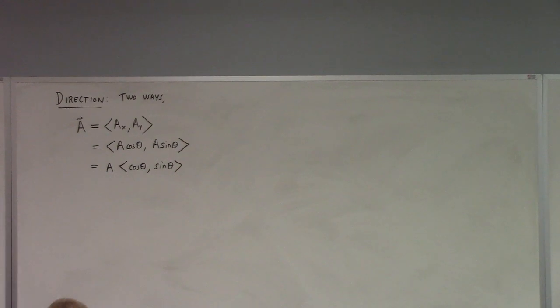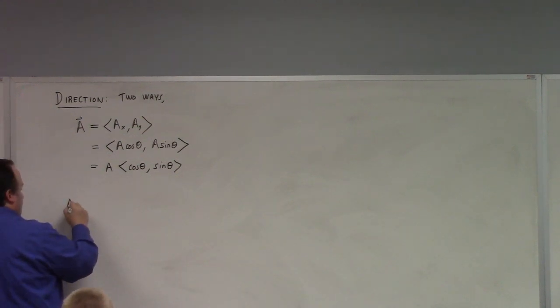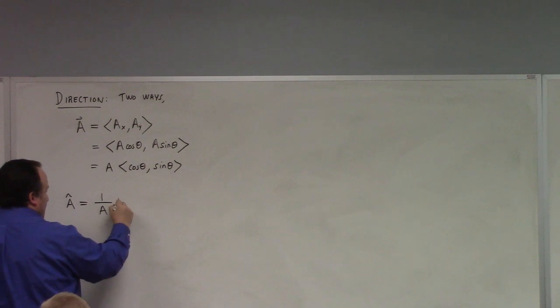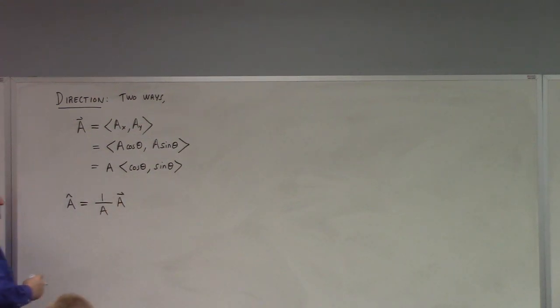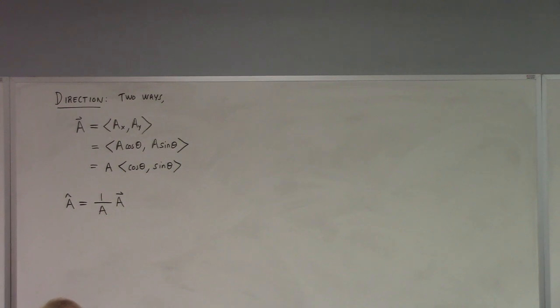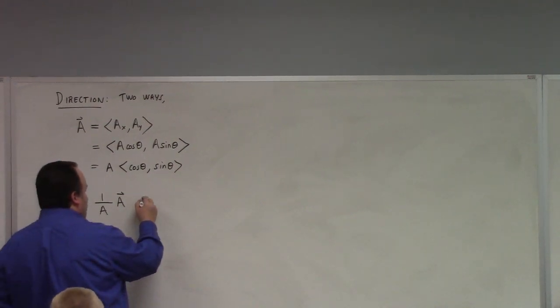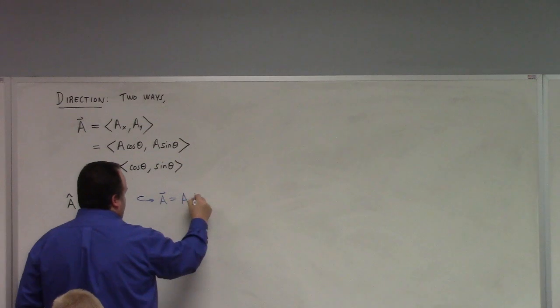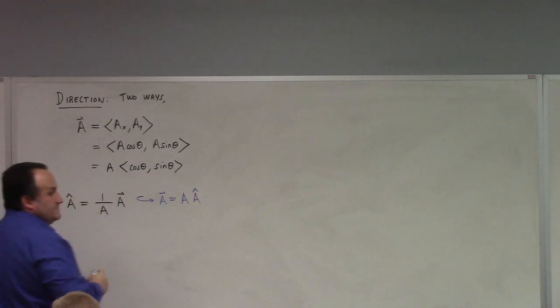All right? On the other hand, remember last time we defined the unit vector? We said that A hat was what? It's 1 over the magnitude of A times the A vector, right? Or, as I like to remember it sometimes, any vector can be written as a product of its magnitude and direction. So this gives us that a vector is equal to the magnitude times A hat, right?